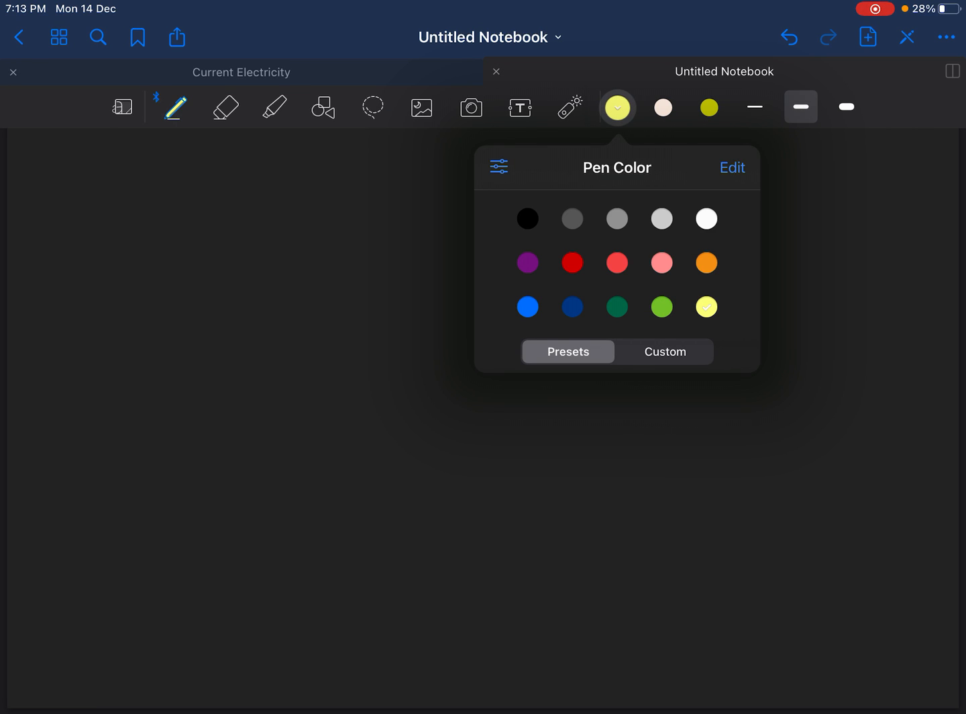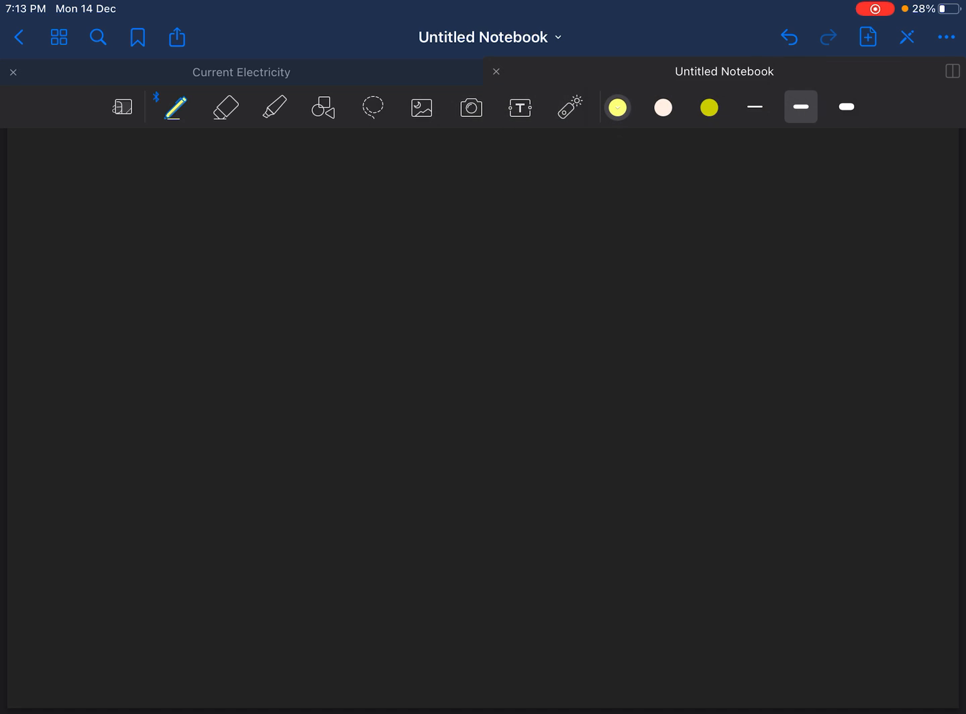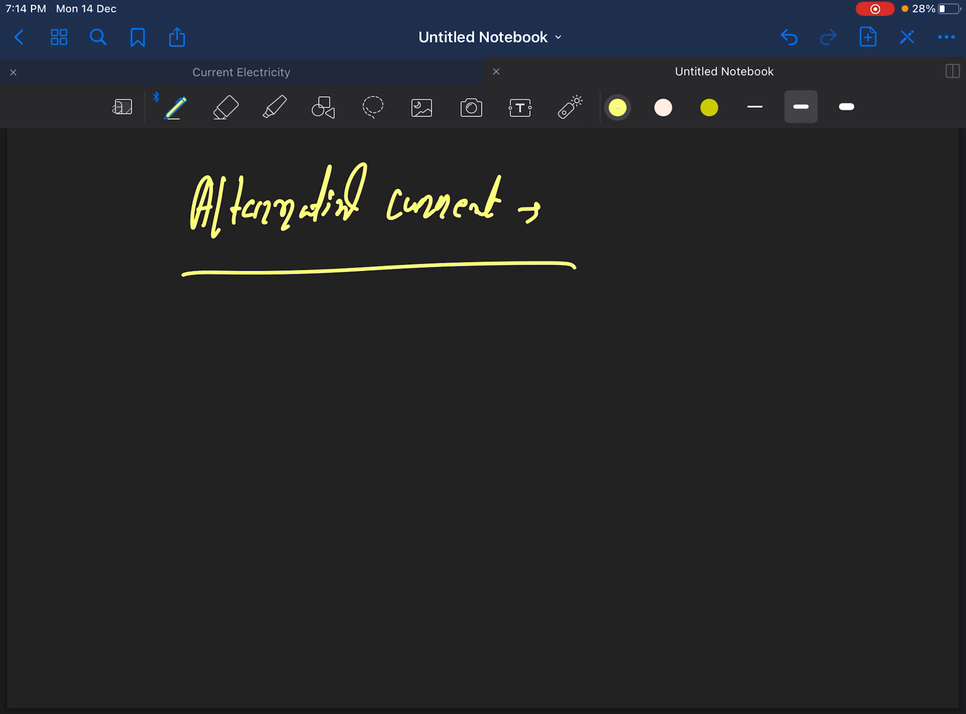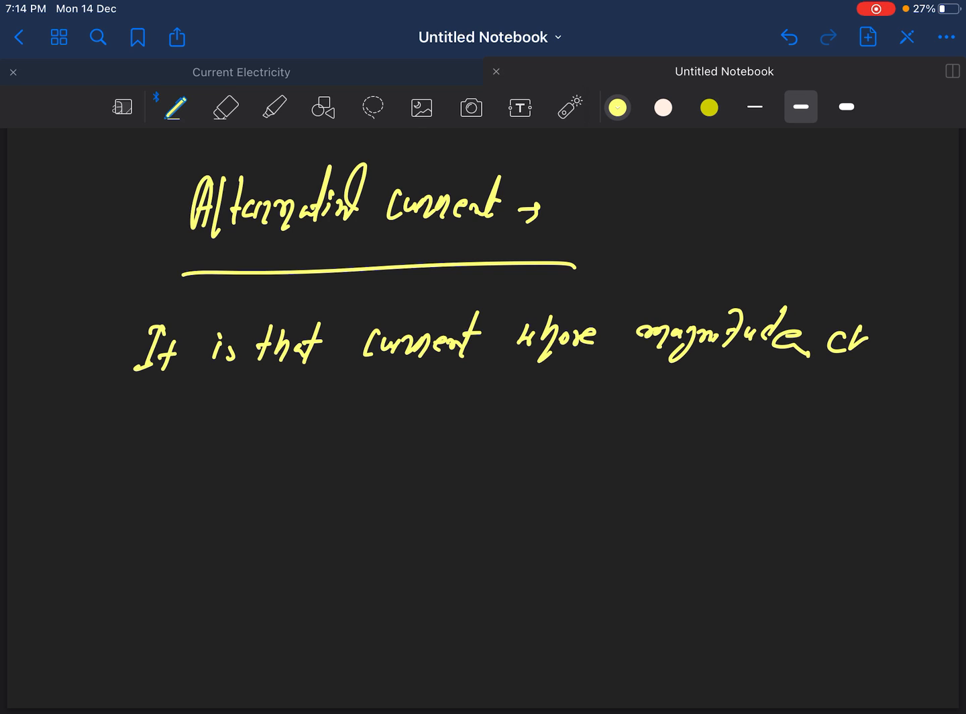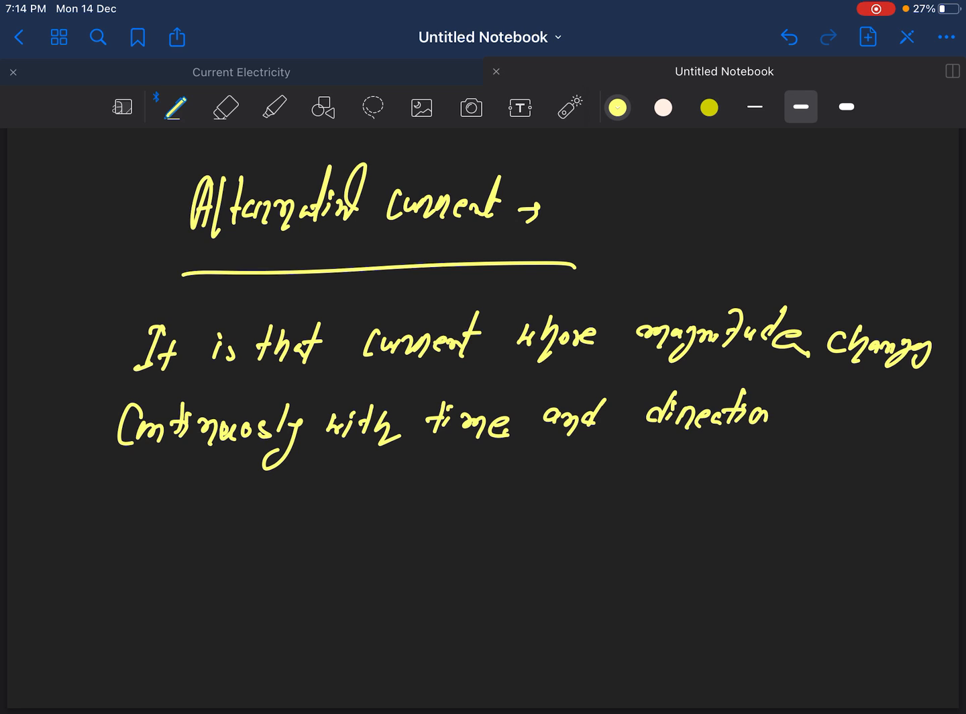So today we're going to study about alternating current. So আমি alternating current বিষয়ে start কৰিম. Alternating current. So basically alternating current তোমাৰ কি হয়? It is the current, it is that current whose magnitude changes continuously with time and direction reverses periodically.